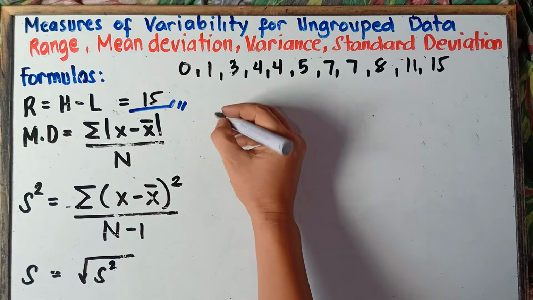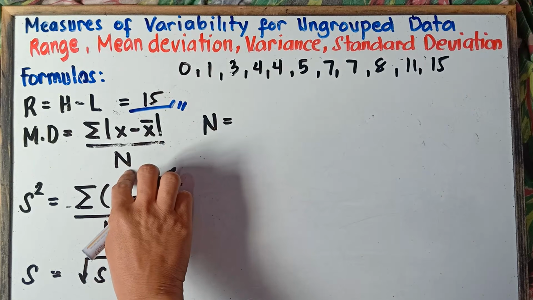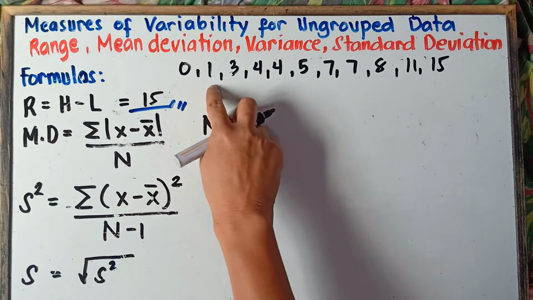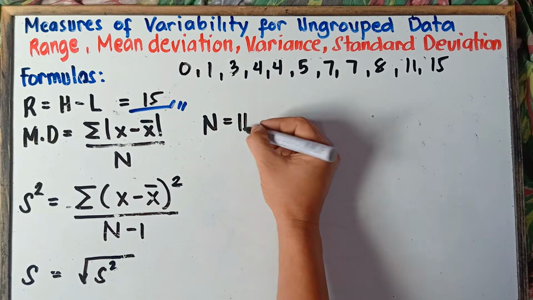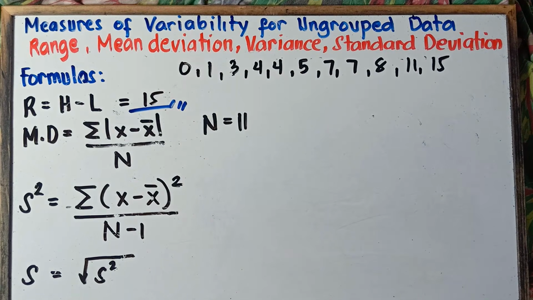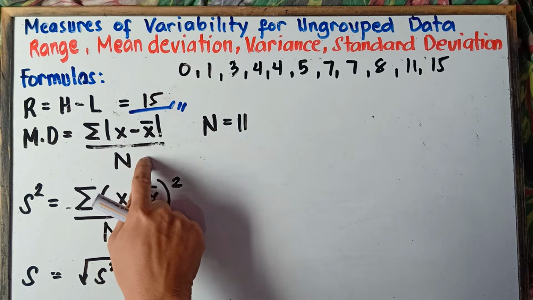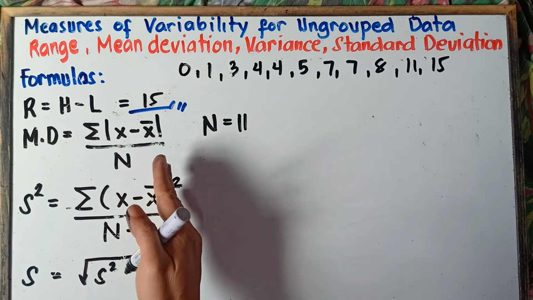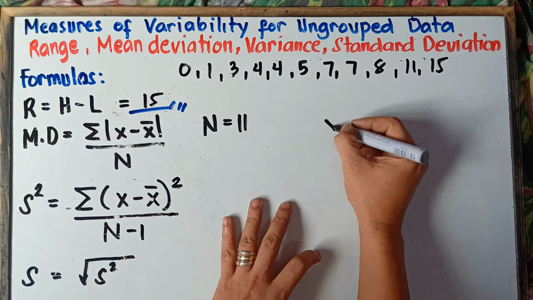Do we have n? N is the total number of samples. Do we have that n, class? The total number of samples? Yup. That would be 11. 1, 2, 3, 4, 5, 6, 7, 8, 9, 10, 11. So n is equal to 11. So therefore, class, we cannot solve for this one. We need to find first the mean. You cannot solve for the mean deviation directly because you don't have the value of the mean.